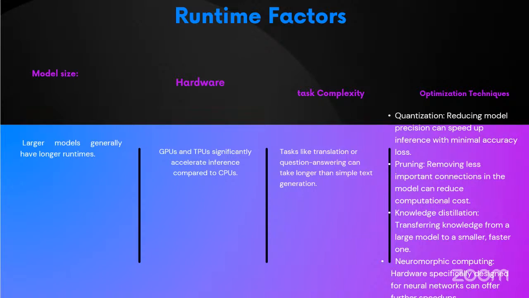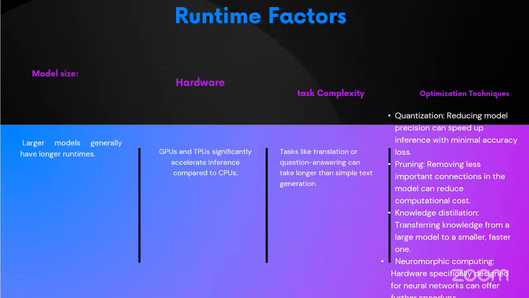So what can we do? How can we reduce the inference time? For that, we have optimization techniques. Here we have a few techniques, like quantization. Quantization is when we reduce the model precision. It can speed up the inference time, but with minimal accuracy loss.